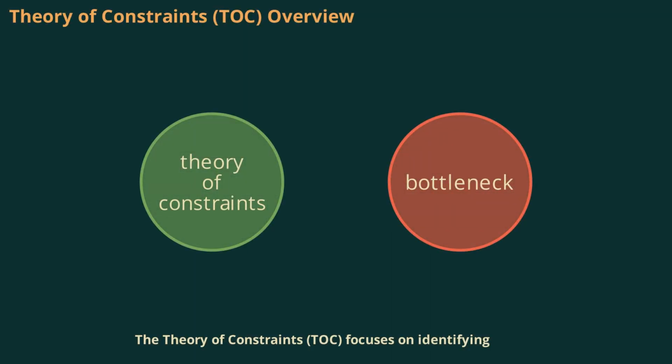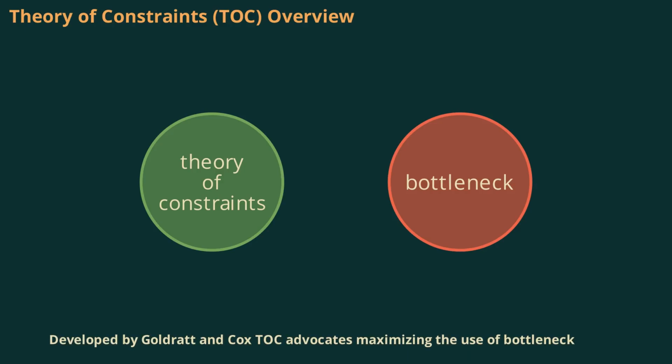Theory of Constraints (TOC) focuses on identifying and managing bottlenecks that limit an organization's throughput. Developed by Goldratt and Cox, TOC advocates maximizing the use of bottleneck resources while avoiding unnecessary buildup of inventory. The goal is to increase throughput, minimize investment, and reduce operating expenses. TOC provides a structured approach for improving performance by addressing the most critical constraints in the production process.